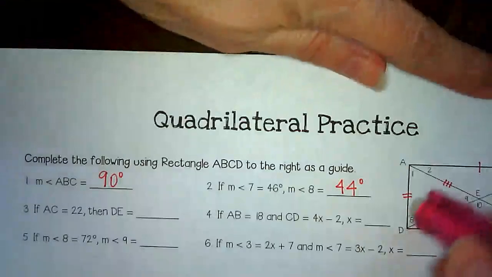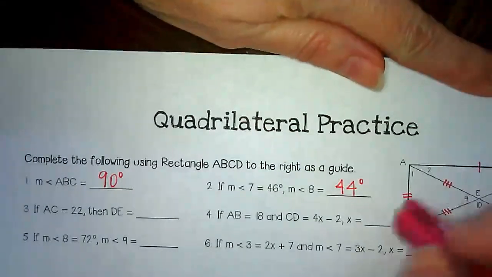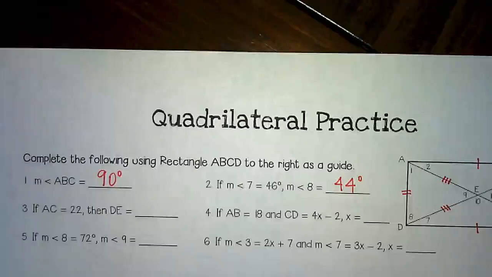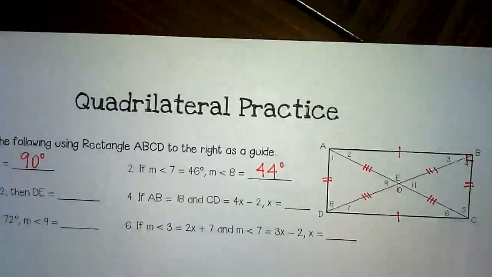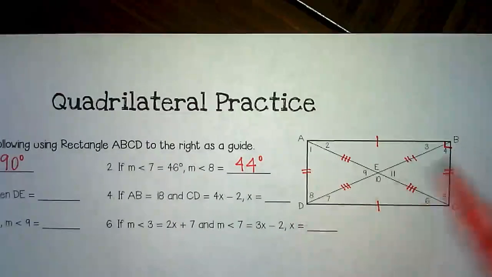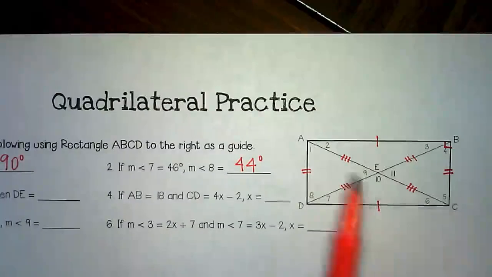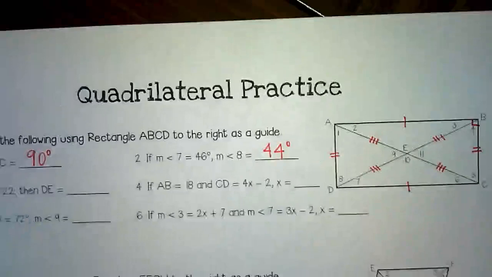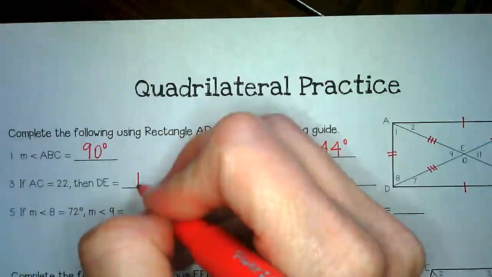All right, next up, AC is 22, so how long is DE? All right, well, if AC is 22, I know that DB is also going to be 22, which also makes each of these pieces 11. So DE is going to be 11.